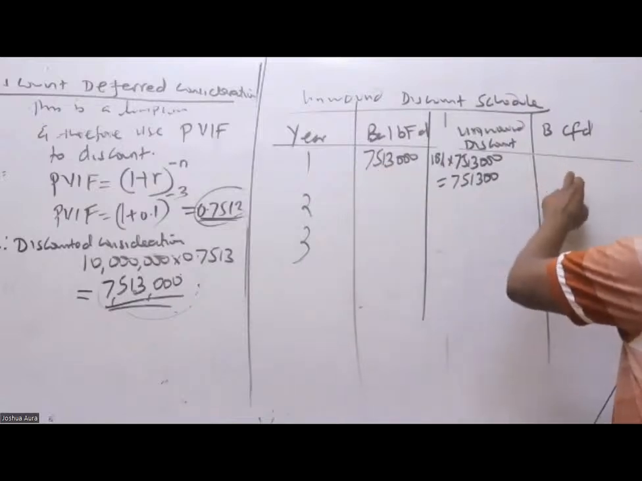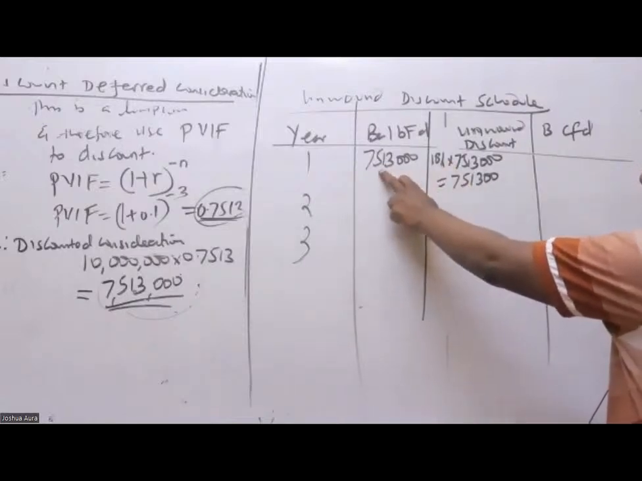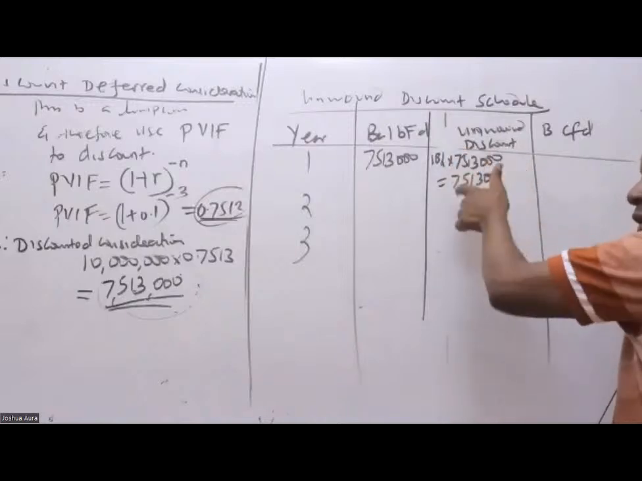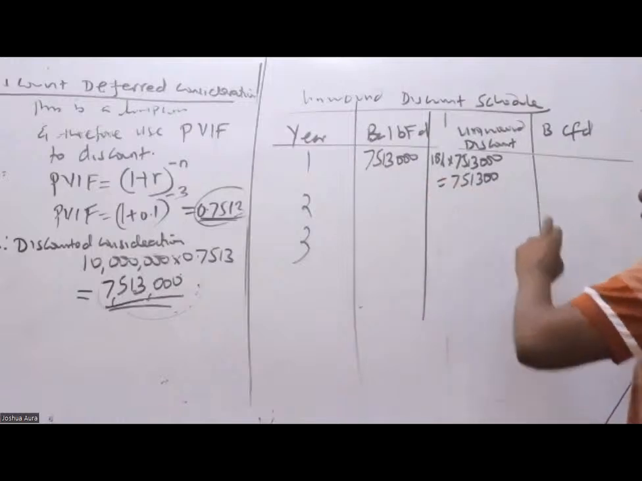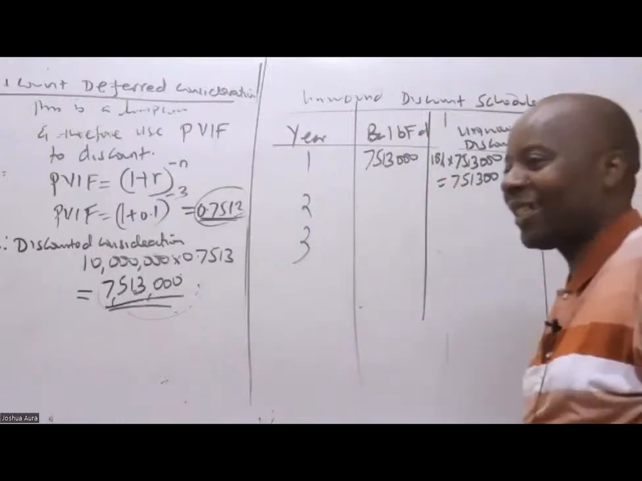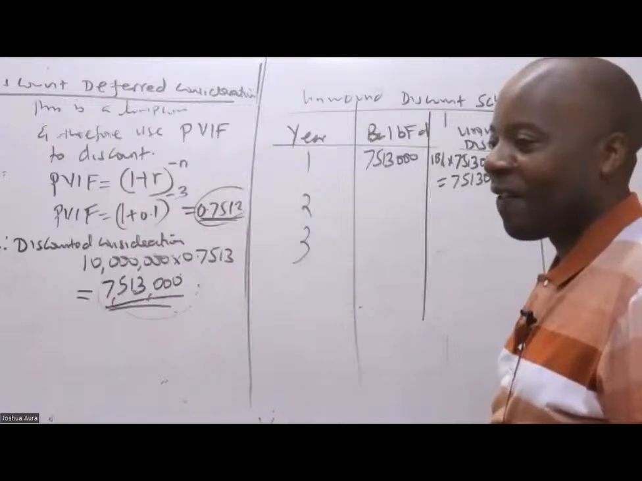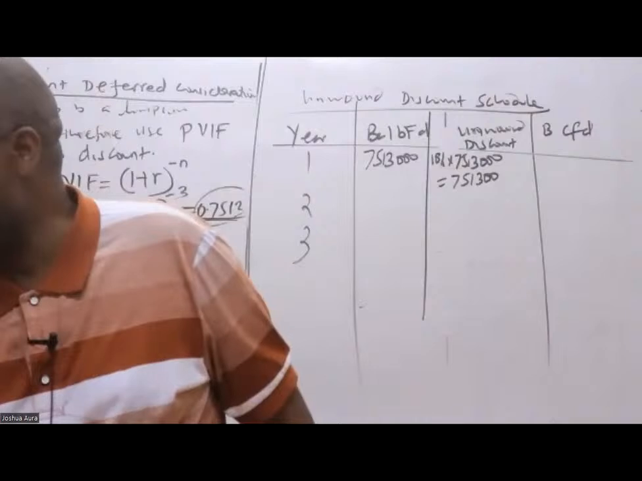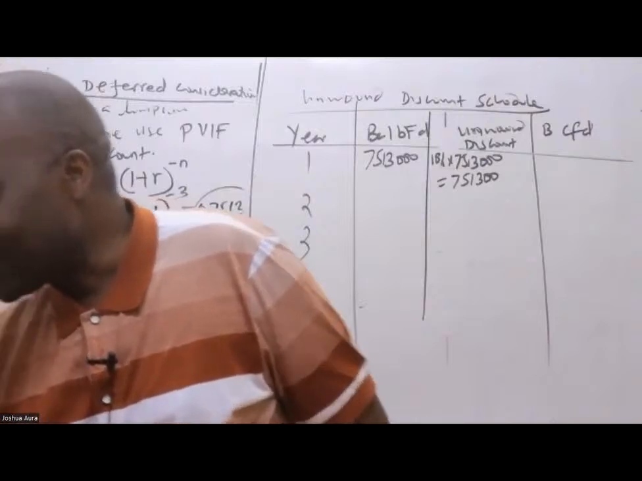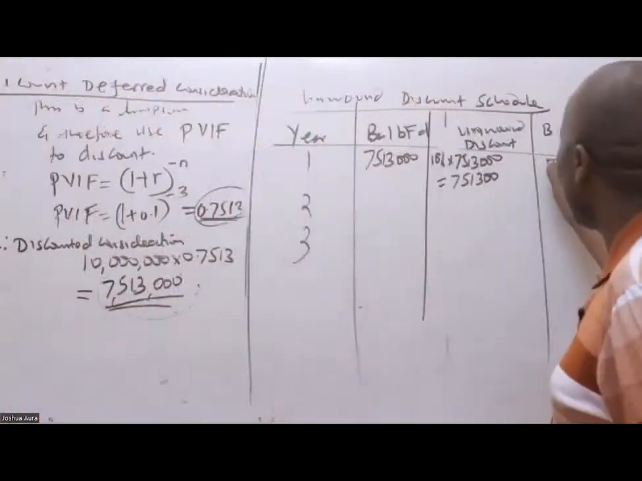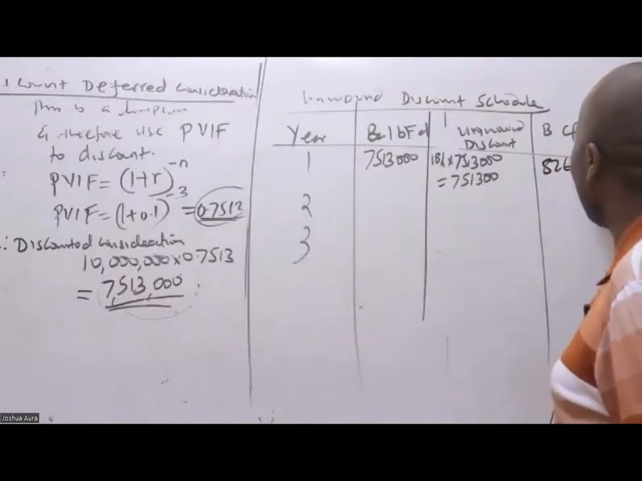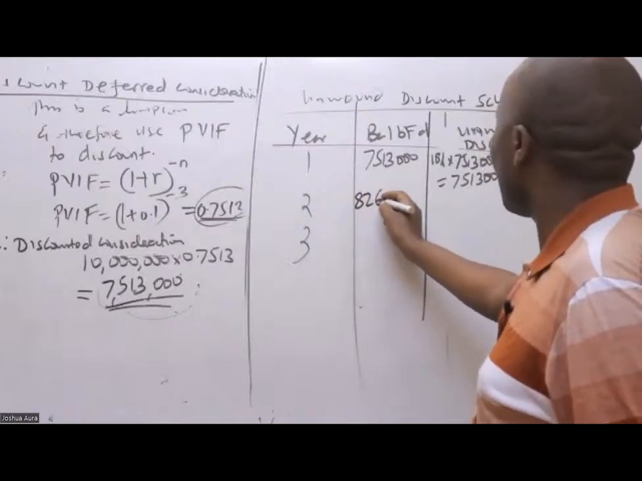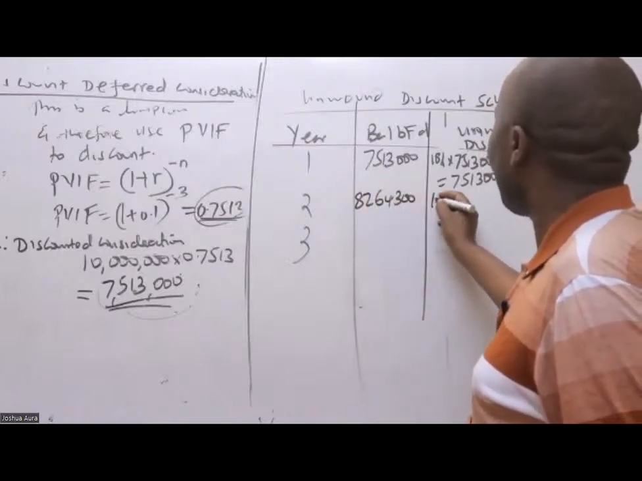Can somebody give me this amount? We take this plus the unwound discount, because now we are reversing the discount. Can somebody give me this plus this before Zoom knocks us out? 8,264,300. So when you come here, year 2, this is what you bring forward here: 8,264,300. Apply 10% on it again.